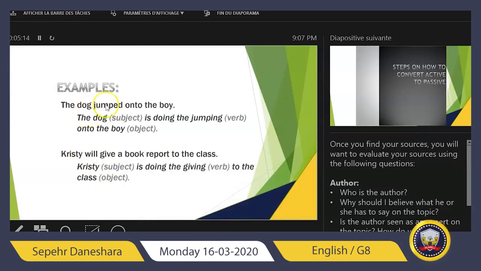Now, let's look at other examples. The dog jumped onto the boy. So the dog is the subject. The dog is doing the jumping. Onto who? The object. The object is the boy. Okay? Let's look at the other example.